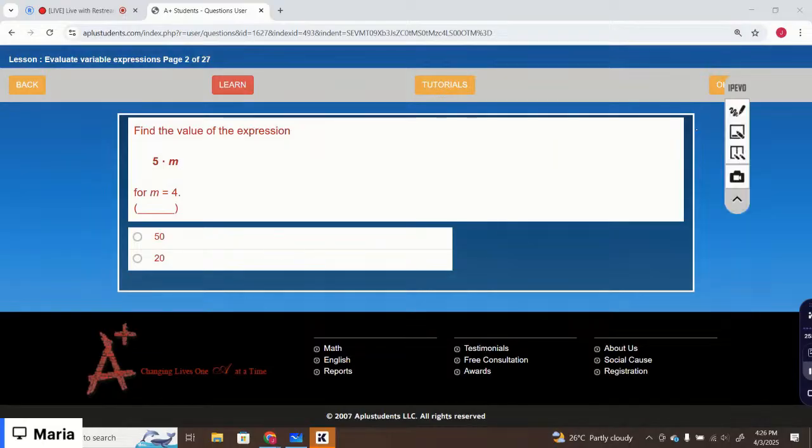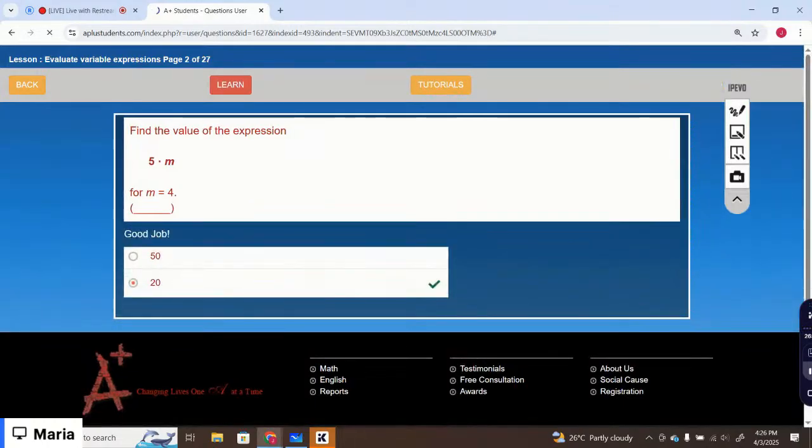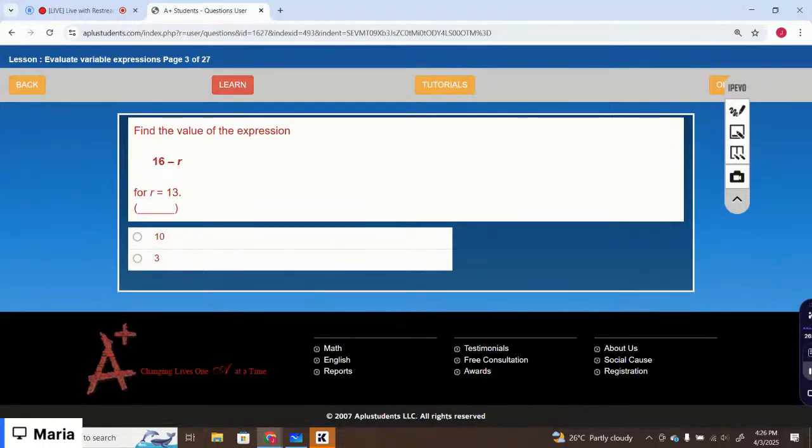28 is option number 2, the correct option. Find the value of the expression 16 minus r. So replace r with the value, 16 minus 13 equals. So 16 minus 13 is, the option number 2 is the correct option.